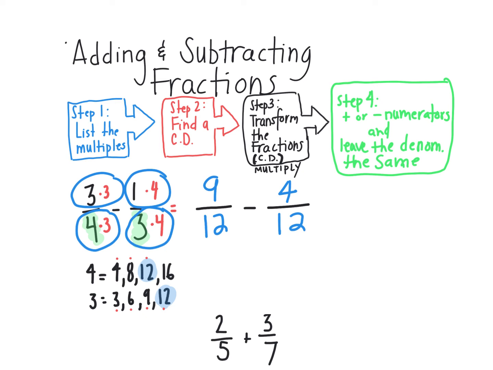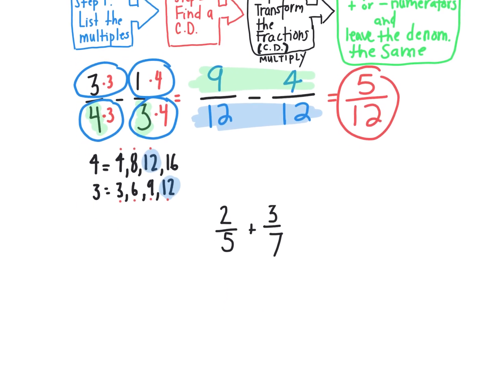So the last thing is step 4, which just says that we add or subtract, and then we leave the denominator. That's easy. So we are going to subtract these numbers, and then we'll leave these numbers the same. The denominator is the same. So 9 minus 4 is 5. And then we just leave the bottoms the same. The only thing we're actually messing with are these two top numbers. So my answer is 5 over 12.